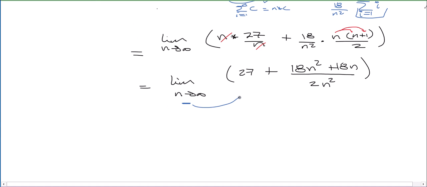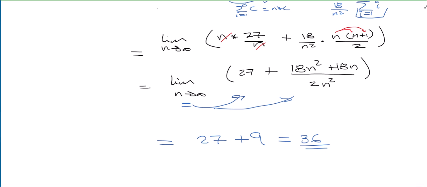As n goes to infinity, what's happening here? So there's no n here, so I'm just going to have 27. And then plus, here I have a quadratic on the numerator and a quadratic on the denominator. So as n goes to infinity, the limit is going to be the ratio of the coefficients. So 18 over 2 is 9. So this is going to be, what does this give us? 36. So that is the area.